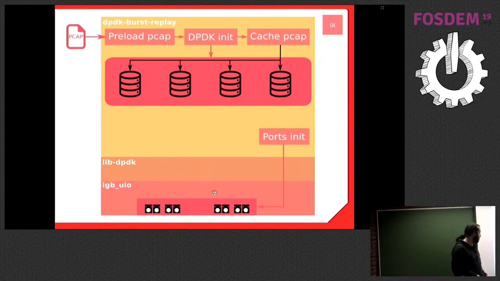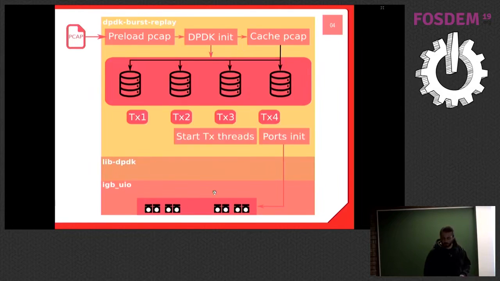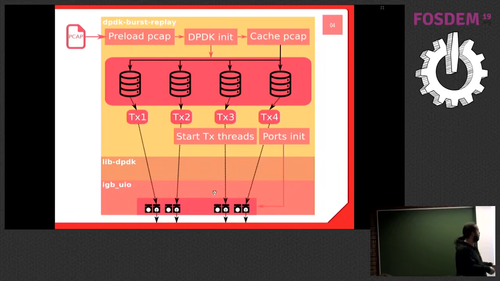After, we initialize the ports and set up the maximum TX queues for the NICs. We spawn the threads. In this example, 4, it can be just 1, it can be 10, whatever. Once everything is set up and ready, we replay the pcap on the different ports. And at the end, we output some stats.